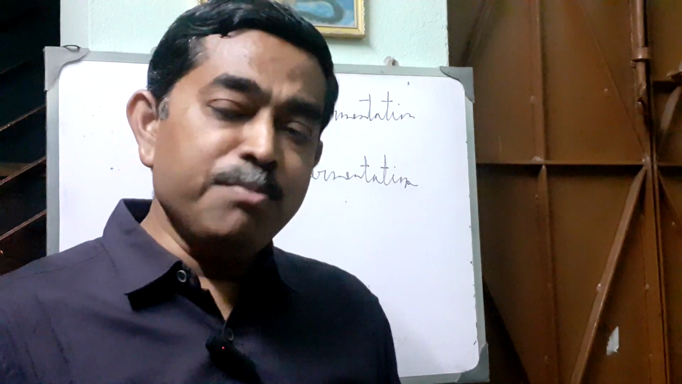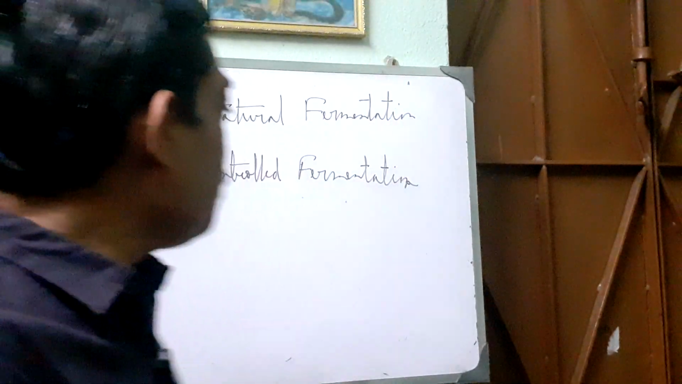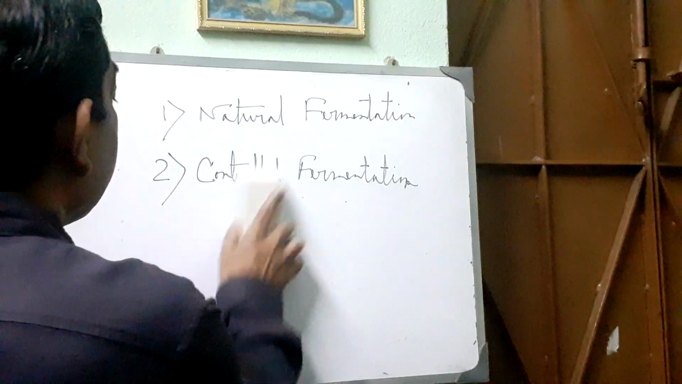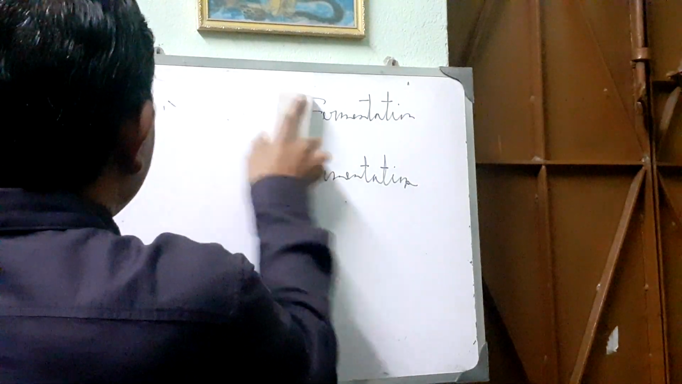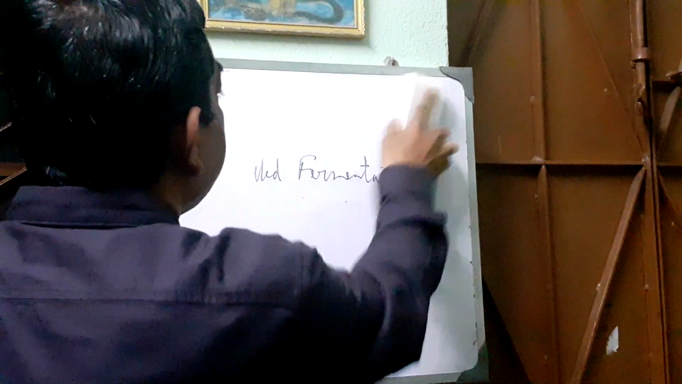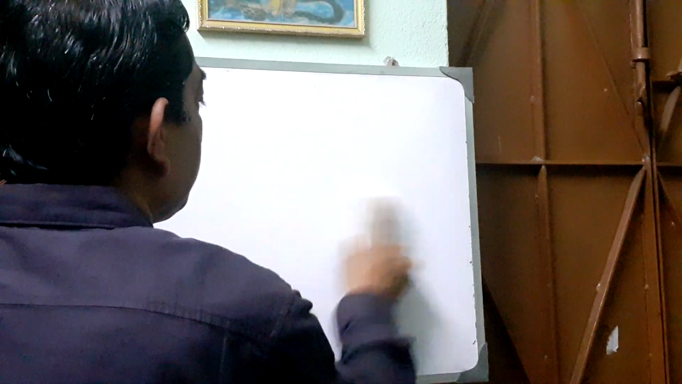Same product we will get in every process. So these are the two types of fermentation: natural fermentation and controlled fermentation. Now we are talking about the effect of bacteriophage on the starter culture. We know that bacteriophage, or virus, kill the bacterial cell by the lytic cycle.